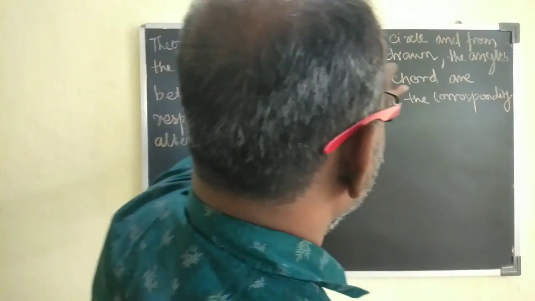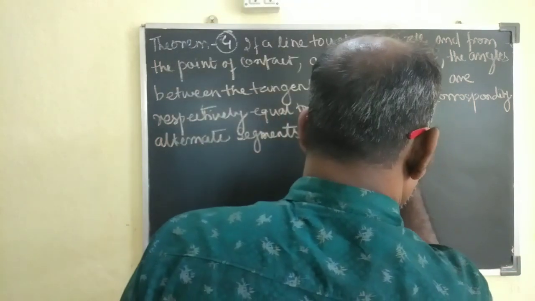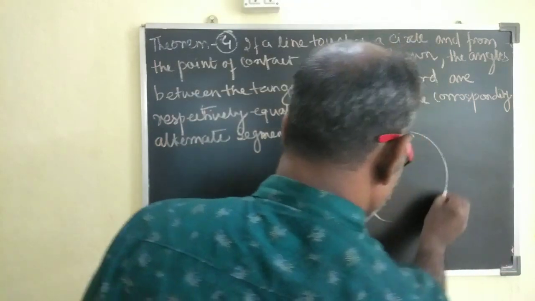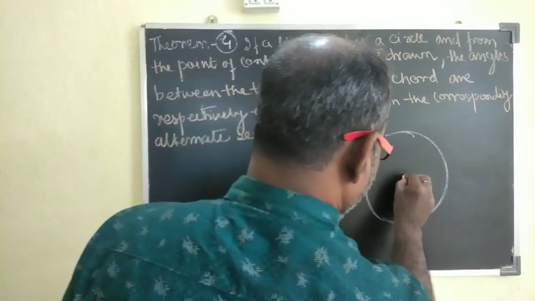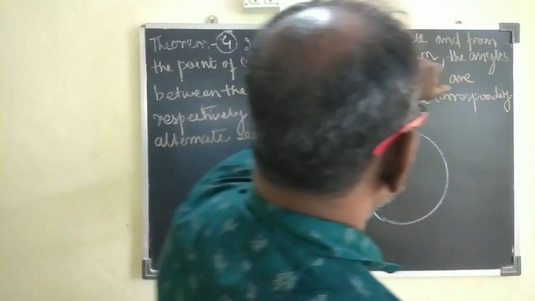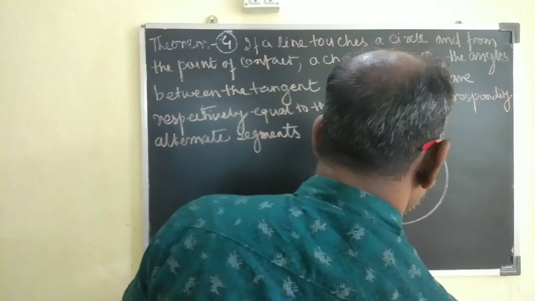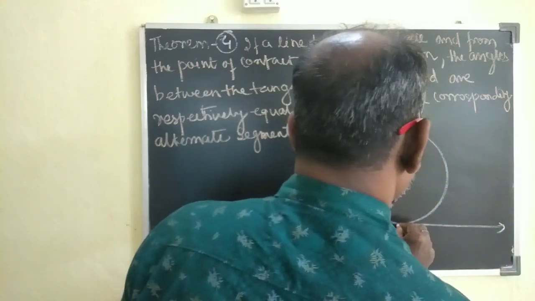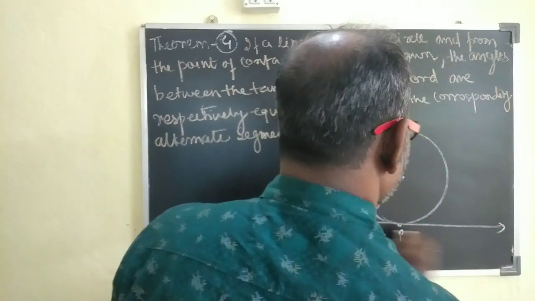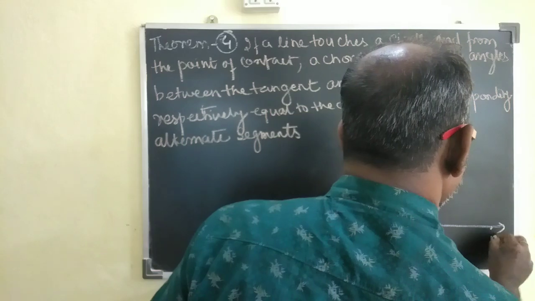इफ ए लाइन टचेस ए सर्कल, एक सर्कल हम बनाते हैं, एक सर्कल है. इफ ए लाइन टचेस ए सर्कल एंड फ्रॉम द पॉइंट ऑफ कॉन्टैक्ट, एक लाइन है जो सर्कल को टच किया हुआ है पॉइंट P पे, इसको हम पकड़ते हैं PA.